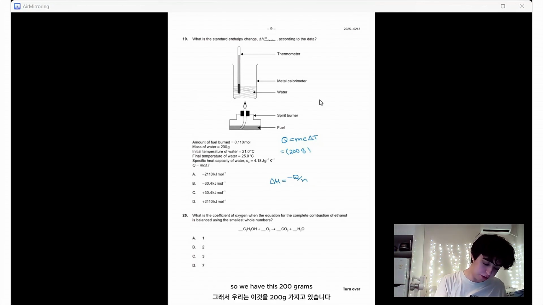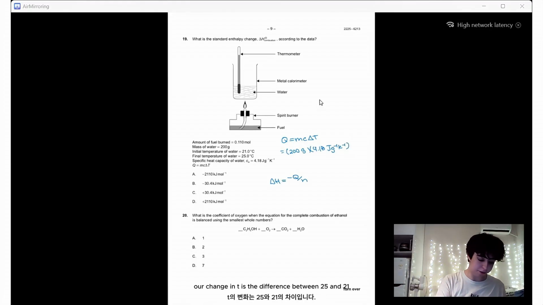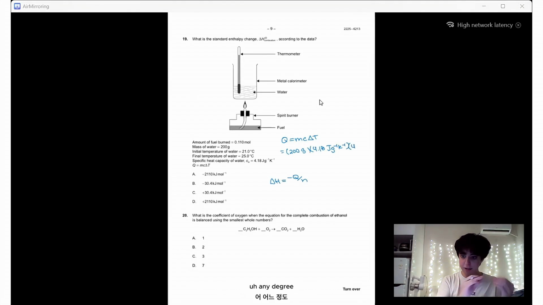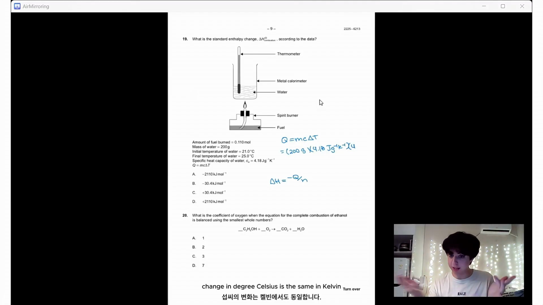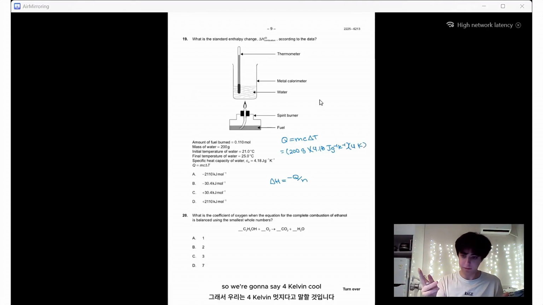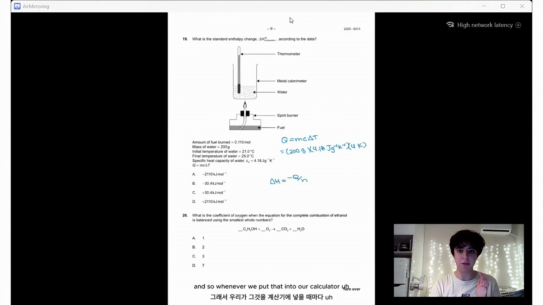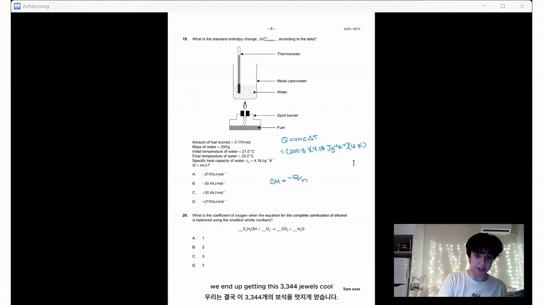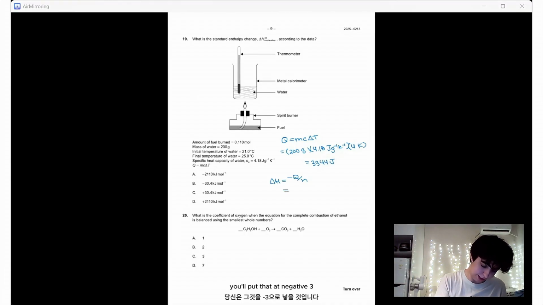Anyways, so we have this 200 grams. Our c is 4.18 joules per gram Kelvin. Okay, our change in T is the difference between 25 and 21, so it's going to be 4 degrees. Any change in degrees Celsius is the same in Kelvin, so we're going to say 4 Kelvin. Cool. And so whenever we put that into our calculator, we end up getting 3,344 joules.